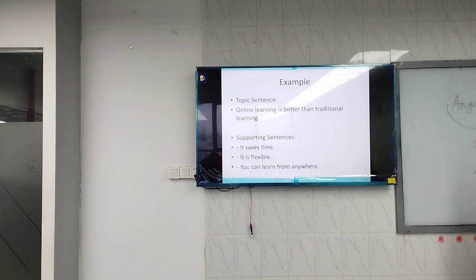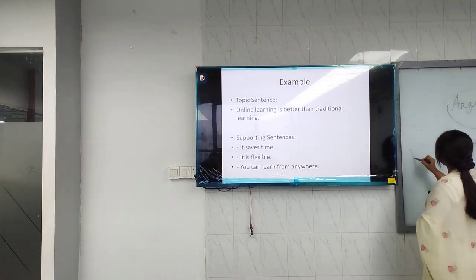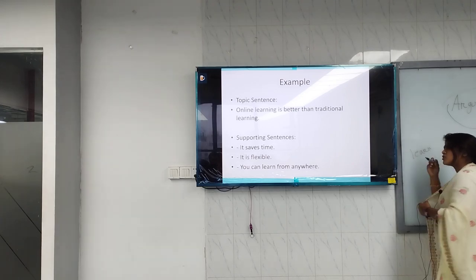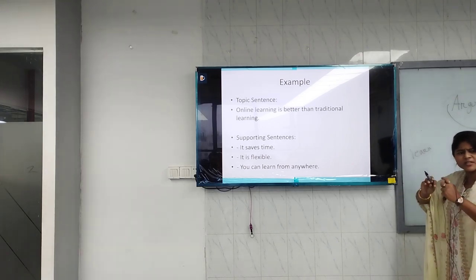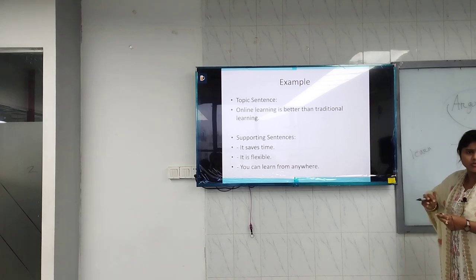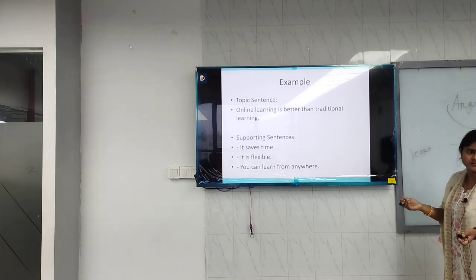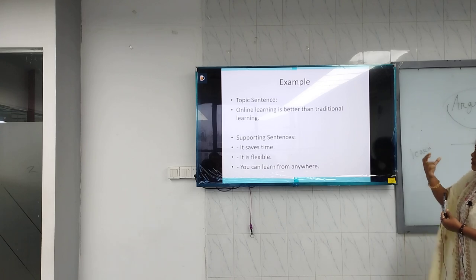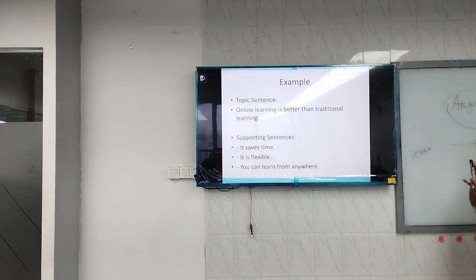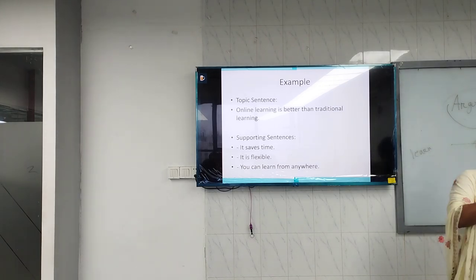And number 3 is you can learn from anywhere. Learning is also included in flexibility. Like you are flexible in terms of place, you can learn anywhere. Then virtual learning. So these are the points that you have to put in the form of supporting sentences.